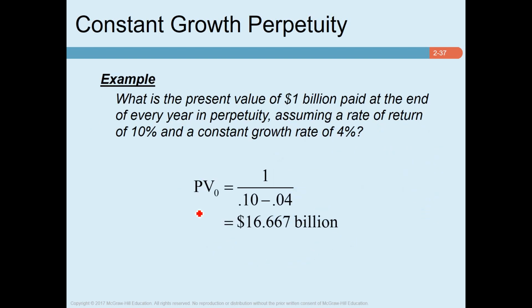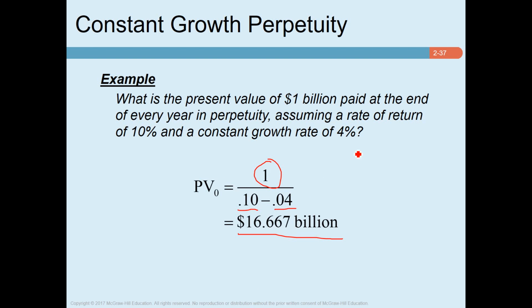So look at this example. What is the present value of $1 billion paid at the end of every year in perpetuity, assuming a rate of return of 10% and a constant growth rate of 4%? You can see that this is your cash flow, $1. 10% is the cost of capital and 4% is your growth rate. So 10% minus 4%, you can see that the present value is $16.667 billion. So the present value of this growing perpetuity is $16.67 billion.